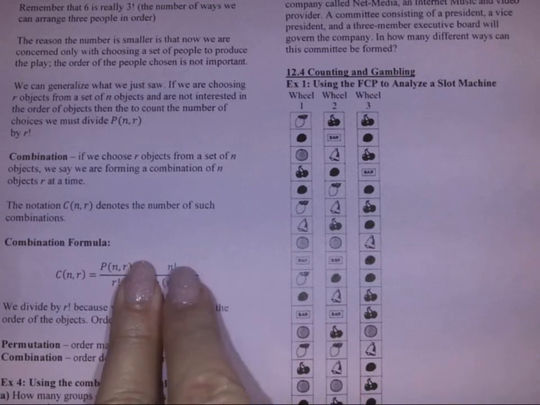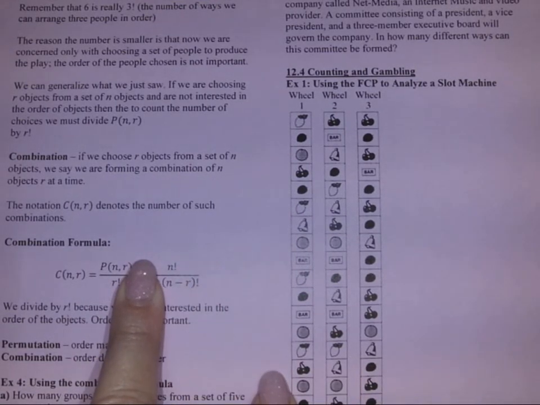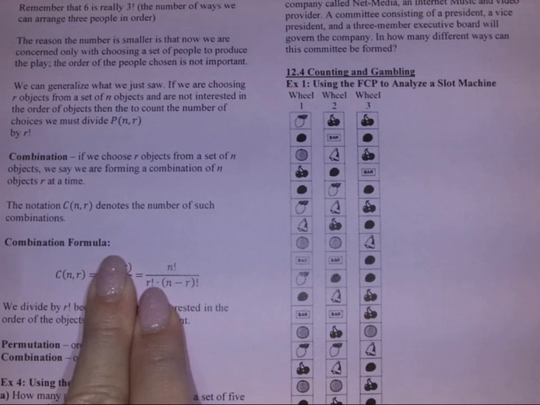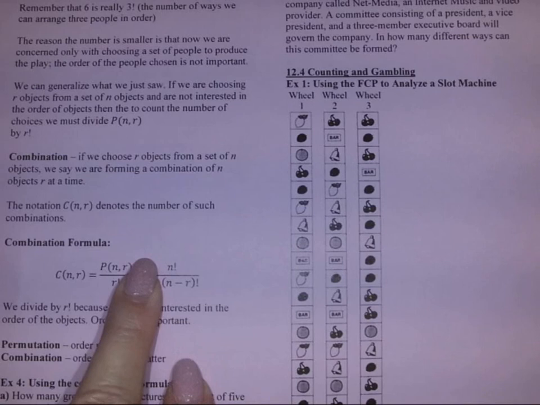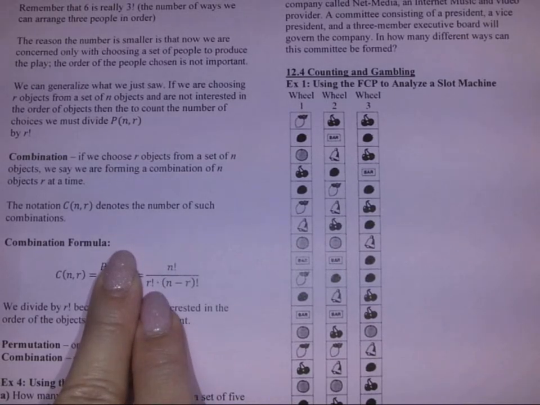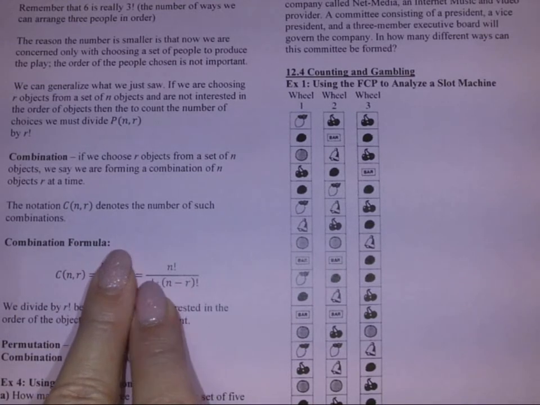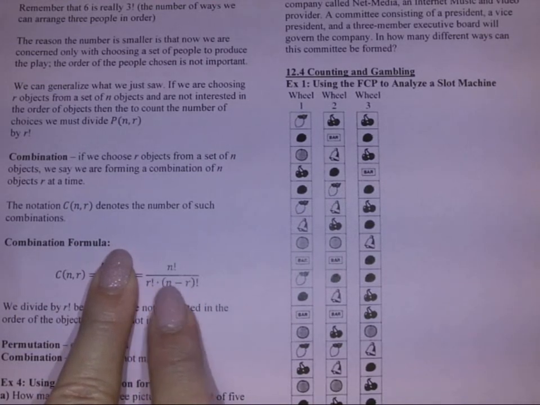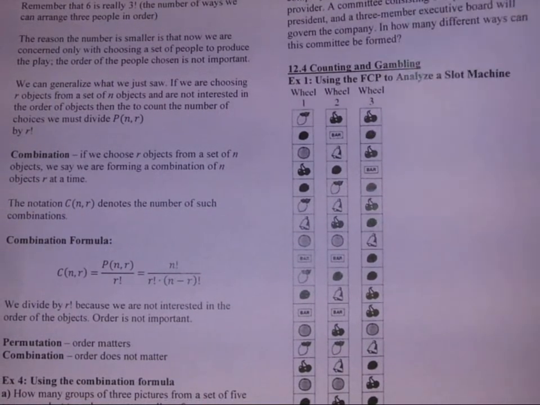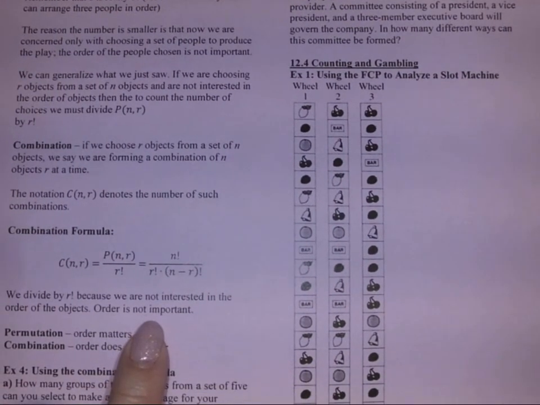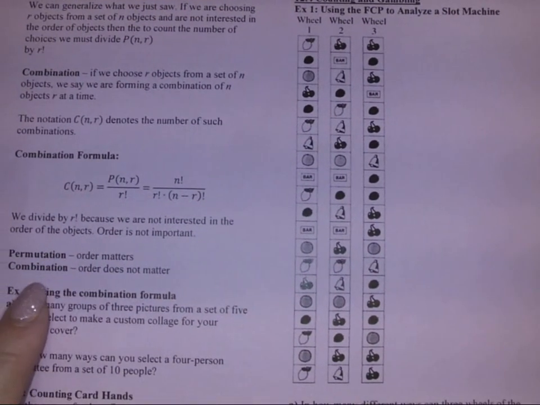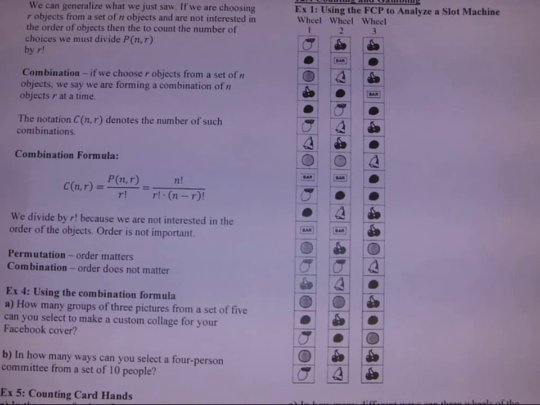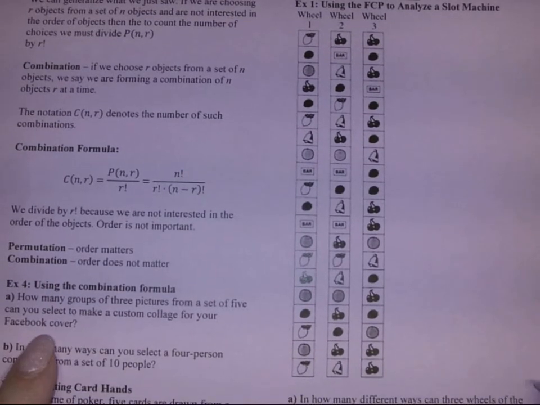So the P(n, r) looked like this. This was the formula. Now we're going to divide by that r factorial. On the permutation, we just had this, and now with the combination, we have the r factorial at the bottom. So think about combinations having a combo at the bottom. There are two parts. We divide by r factorial because we're not interested in the order. Order is not important. So with permutation, order matters. With combination, it does not.